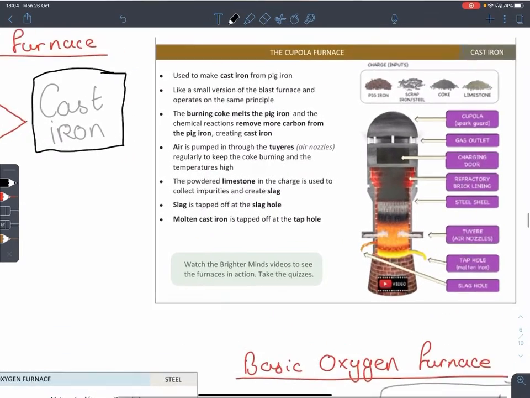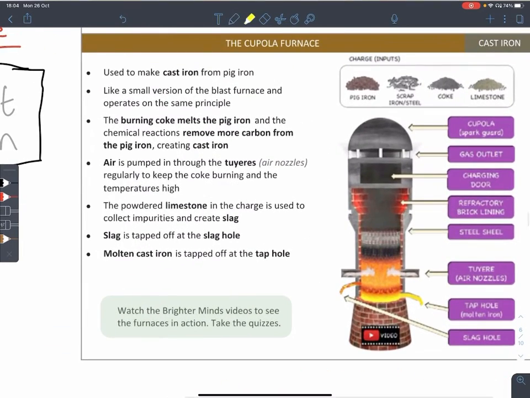Again, I'll just zoom in here now. So this is used to make cast iron from pig iron. It's like a very small version of the blast furnace and operates on the same principle. So the burning coke melts the pig iron, and the chemical reaction happens and it removes more of the carbon in the pig iron, creating cast iron.